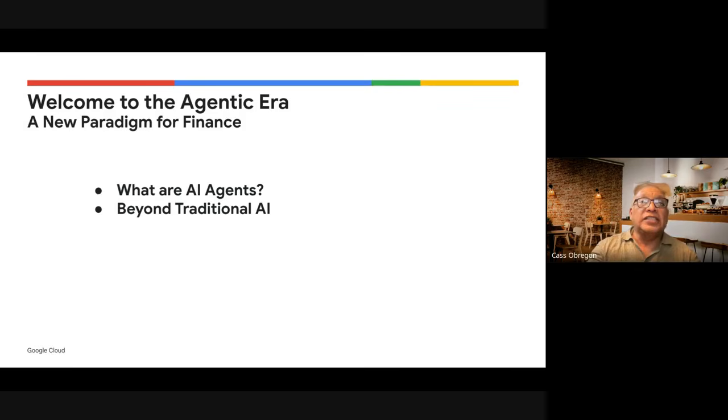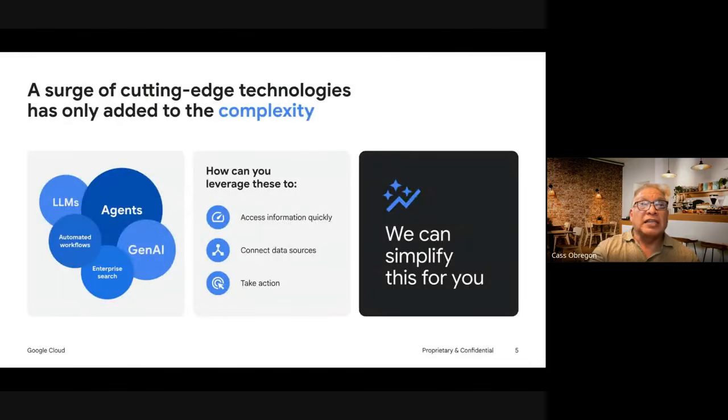So what are AI agents? What value and what paradigm do they provide in financial services? And then what is it that we're doing beyond traditional AI? And we'll talk about that in a second.